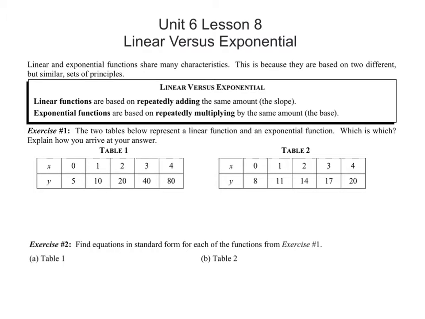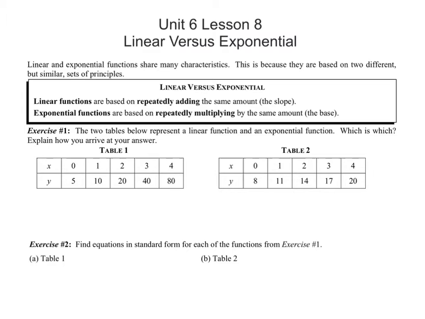Unit 6, Lesson 8. Linear and exponential functions share many characteristics. This is because they are based on two different but similar sets of principles. Linear functions are based on repeatedly adding the same amount, the slope. Exponential functions are based on repeatedly multiplying by the same amount, the base.